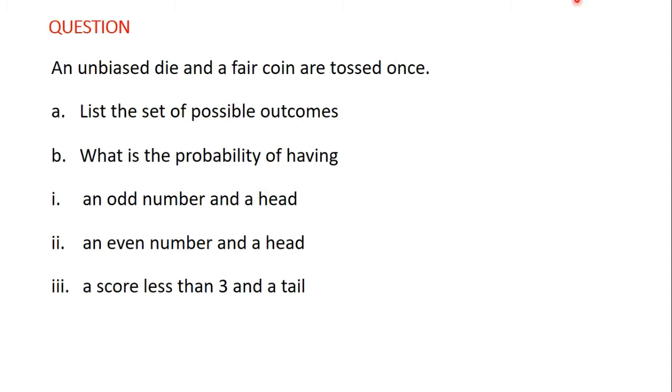So we have an unbiased die. That means that the faces of this die are numbered from 1 to 6. And a fair coin, meaning that the coin has a head and a tail. And these are tossed once. We are supposed to list the set of possible outcomes, and using these sets of possible outcomes, we are going to find the probability of these events. So let's begin with the first one, the set of possible outcomes.